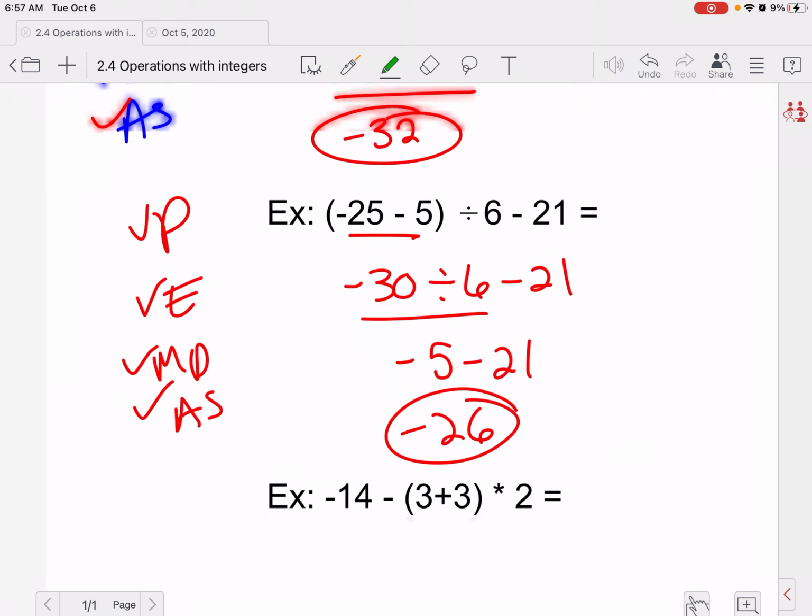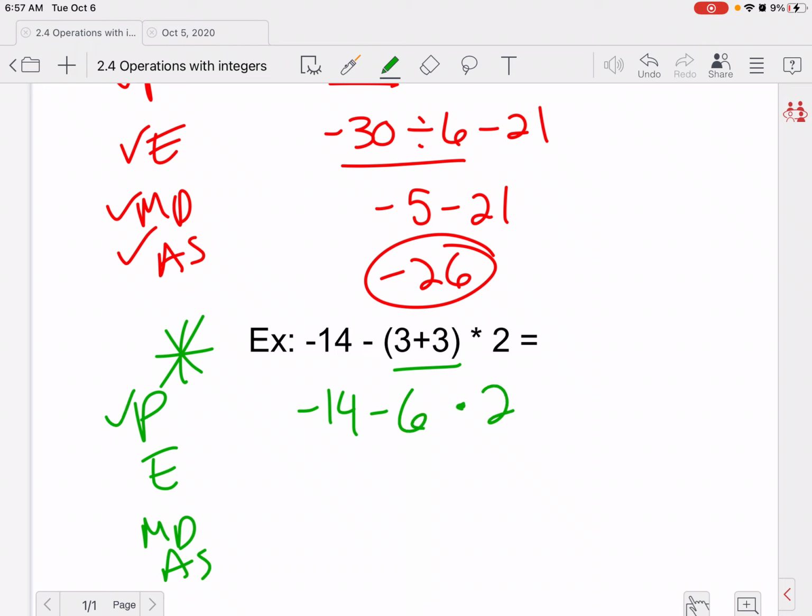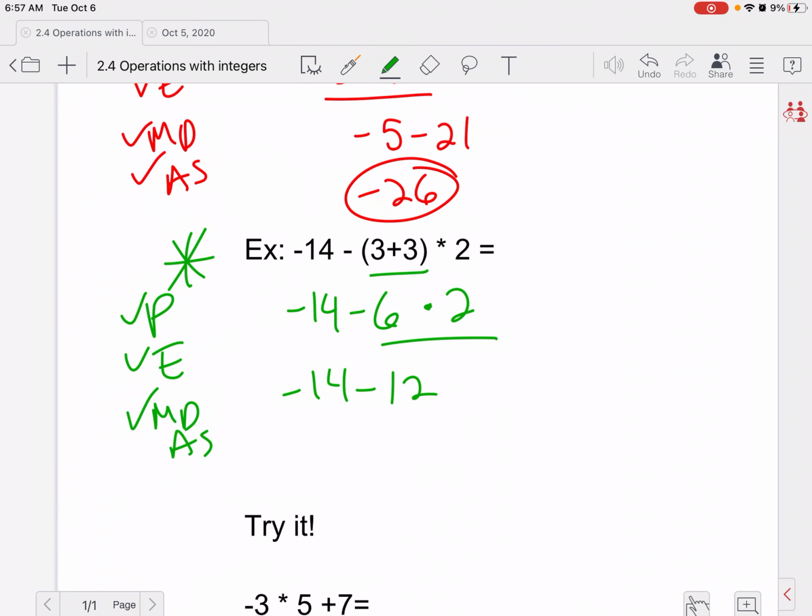All right, let's go ahead and have you try this one. So again, we have PEMDAS. I see we have parentheses. 3 plus 3 is 6. So I'm going to have minus 6 times 2. No exponents. We're going to multiply. So we're going to have negative 14 minus 12. So multiplication division is taken care of. Negative 14 minus 12 would be negative 26. And we took care of our addition subtraction.